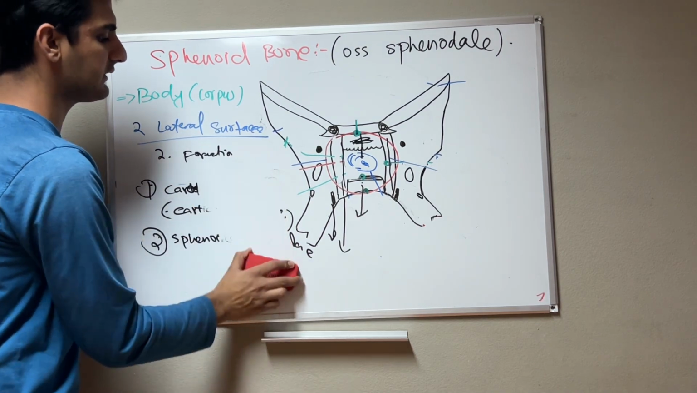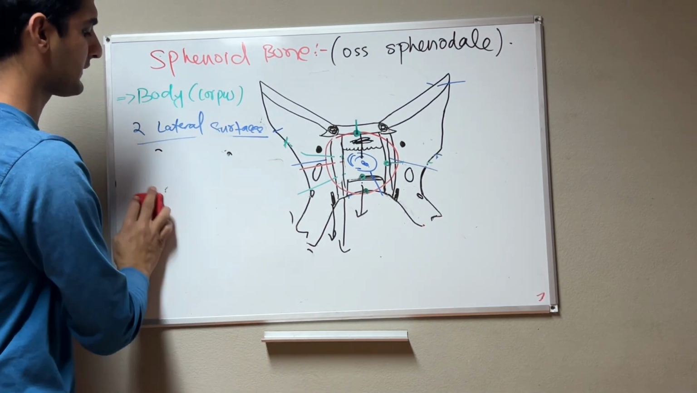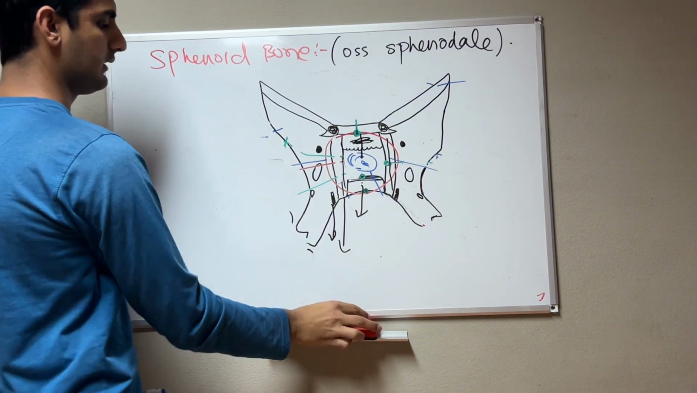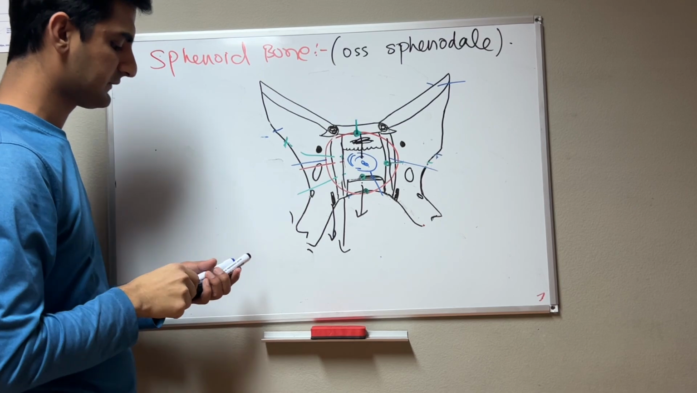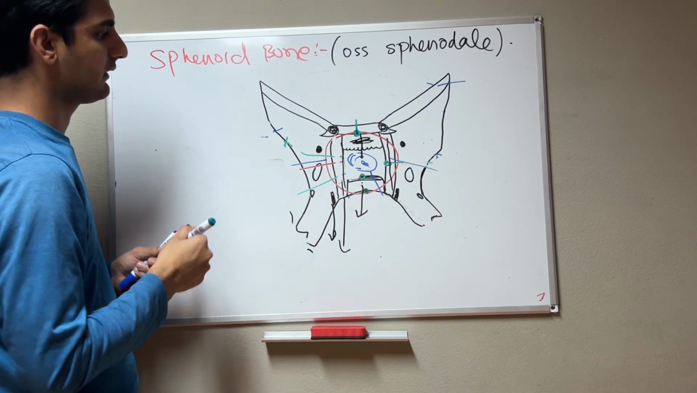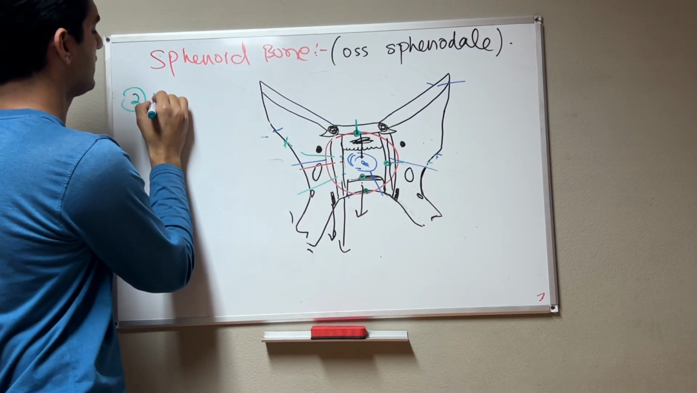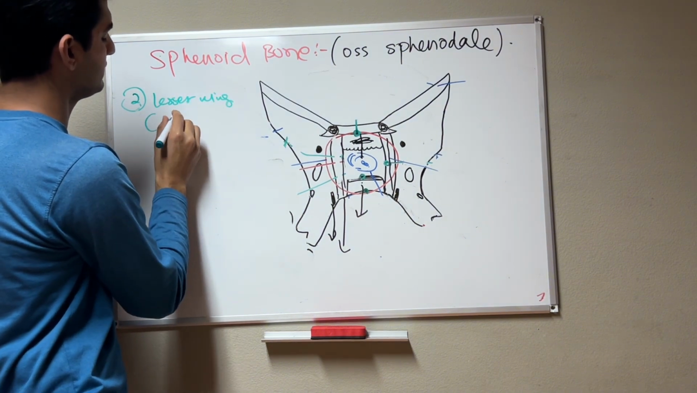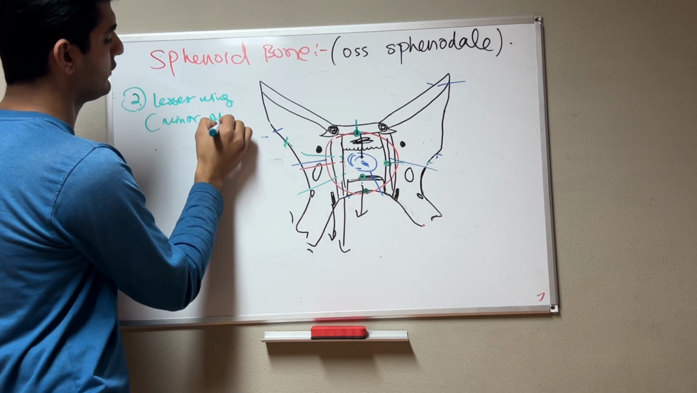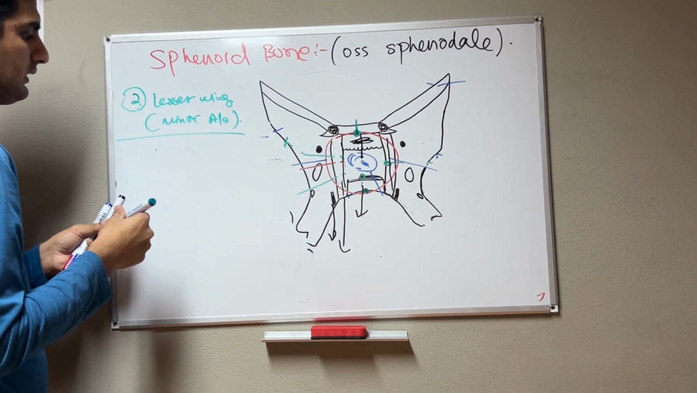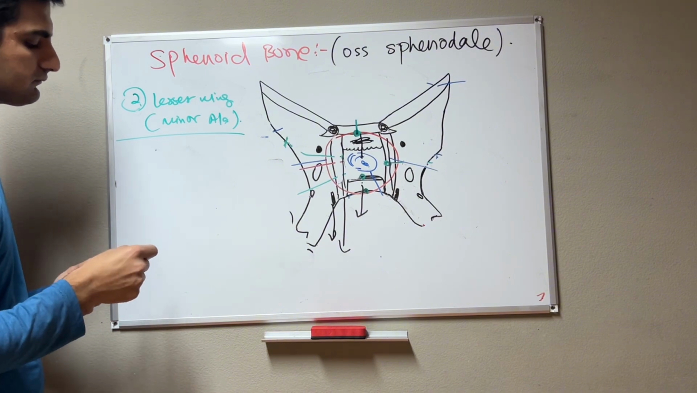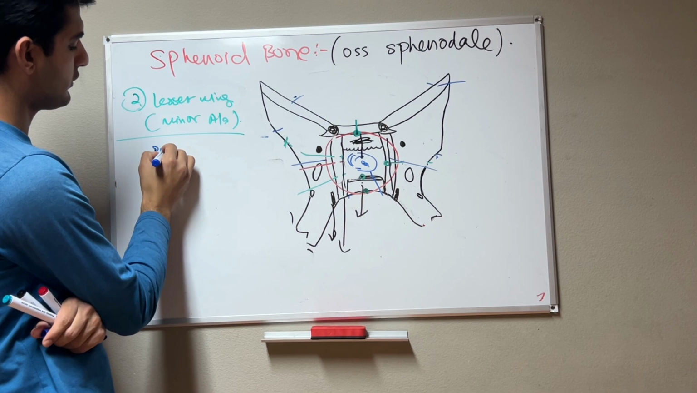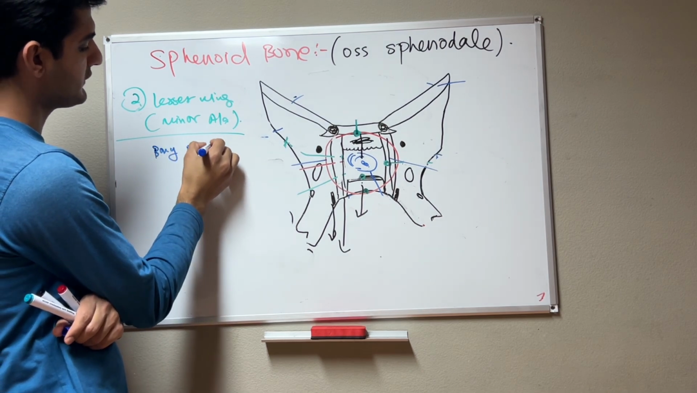Okay, now we will discuss the second part of the os sphenoidale, or sphenoid bone. The second part we have is the lesser wing, or minor ala in Latin. Now, the lesser wing is simply a bony plate. Okay, which formations do we have there?